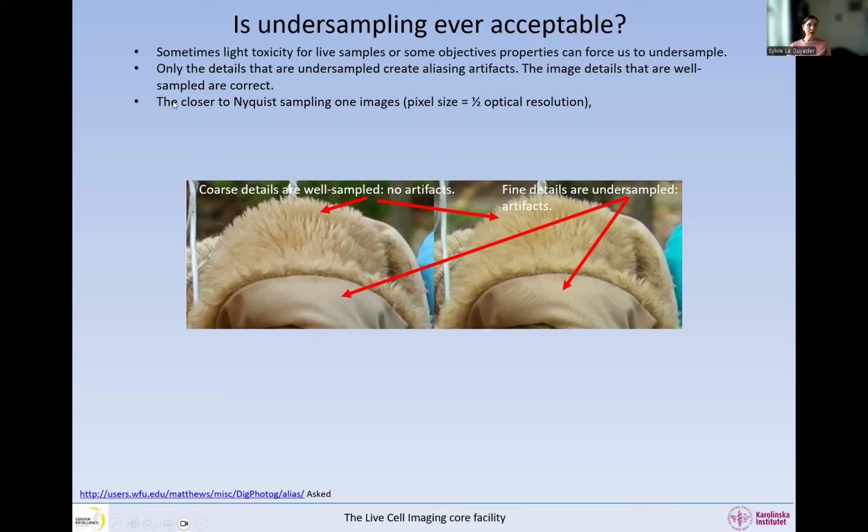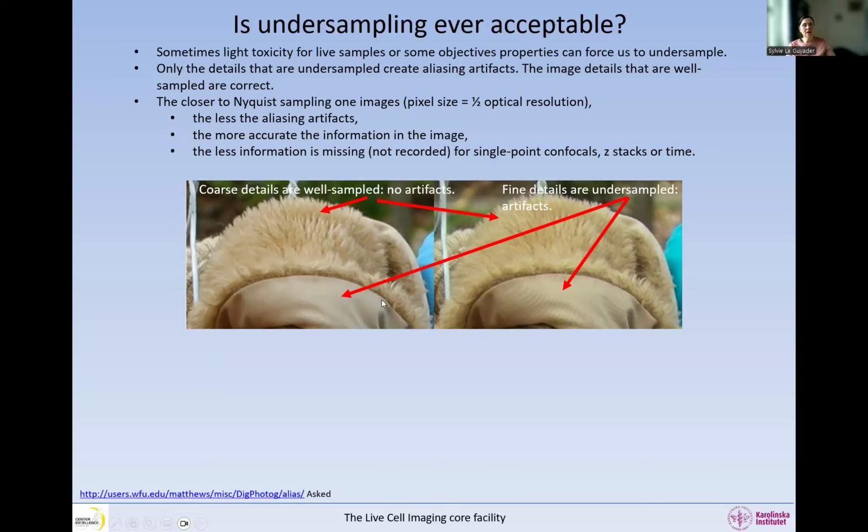So only the areas in the sample that are resolved by the objective, but not by the digitalization, will create artifacts. As we get closer and closer to Nyquist, so if we get smaller and smaller pixels, we are creating less and less artifacts in the image. So we have less and less aliasing artifacts. We have more accurate information in the image, and we miss less information when we record on single point confocals at stack or time. And so you can see that there is a gradient. It's not like I'm undersampled and I'm oversampled. This is like a gradient.